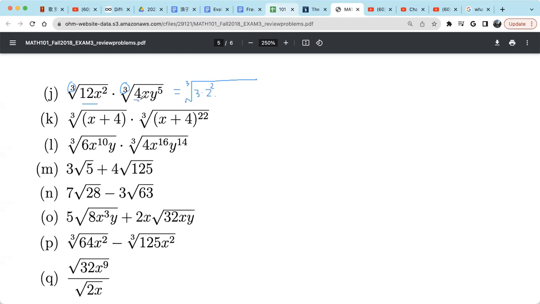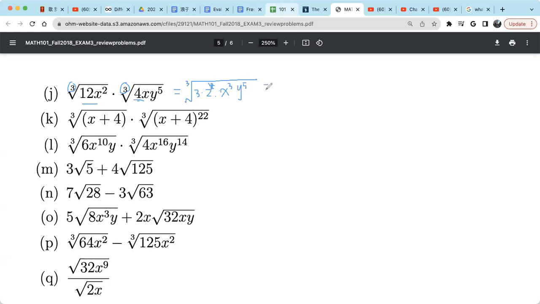And then this one we have 4. 4 is 2 squared. So we have 2 raised by 4. 2 squared times 2 squared is 2 raised by 2 plus 2, which is 2 raised by 4. Then for x term, we have x squared times x, that becomes x cubed. For y term, we only have y to the 5th. Right?